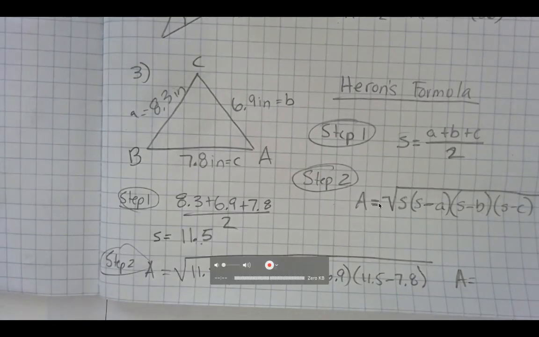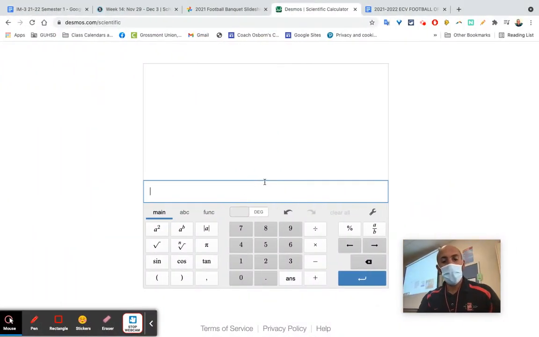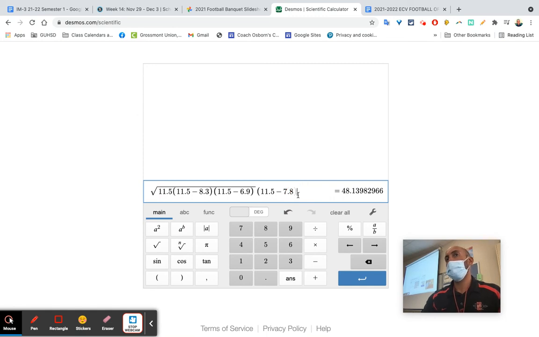Okay, so I'm going to flip over real quick to Desmos. I'll come back to this in a second. I'll type in SQRT, which gives you square root, or you could just press it. Okay, 11.5 times 11.5 minus 8.3. Then 11.5 again, minus 6.9. And then one more time, 11.5 minus 7.8. We good?